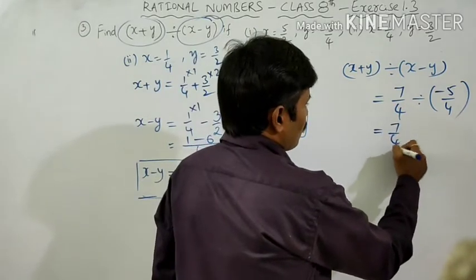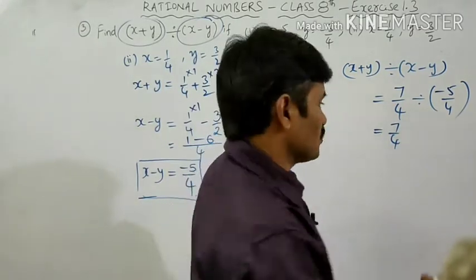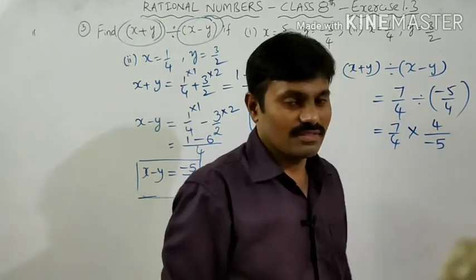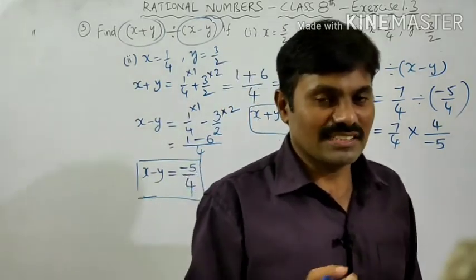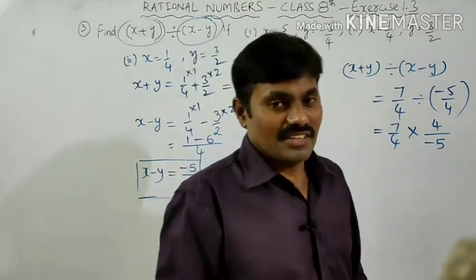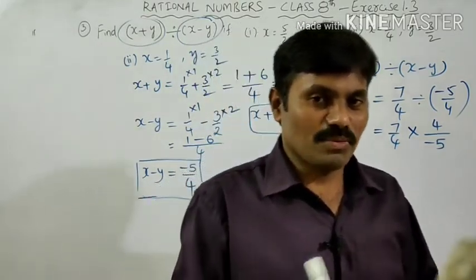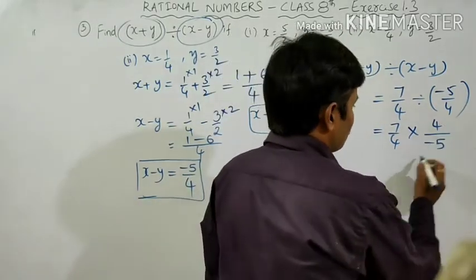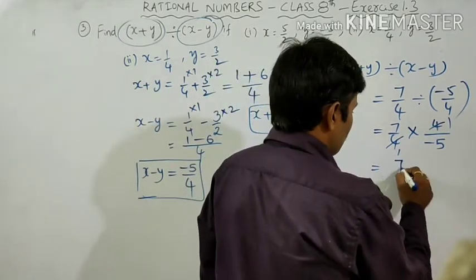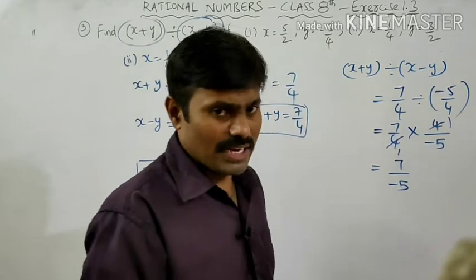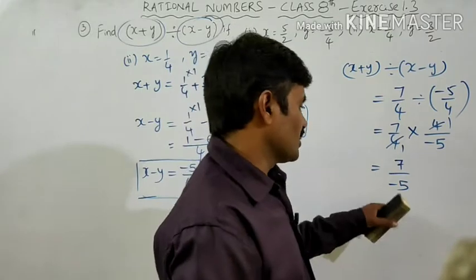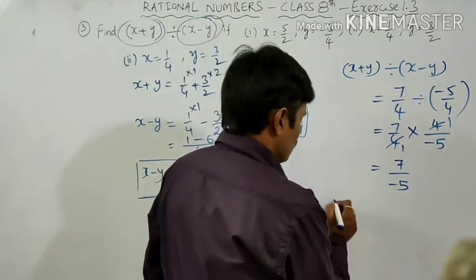Now as we know, 7 by 4, if I convert the division sign into multiplication sign, we have to write the reciprocal of minus 5 by 4, which is 4 by minus 5. In the case of reciprocal, there is no change in the sign, only interchanging of denominator and numerator. Okay, so I have interchanged. Now 4 ones are 4 again. Yes, so 7 into 1 is 7 by minus 5, 1 into minus 5 is minus 5. Usually, while writing rational numbers, we denote the minus sign for the numerator.